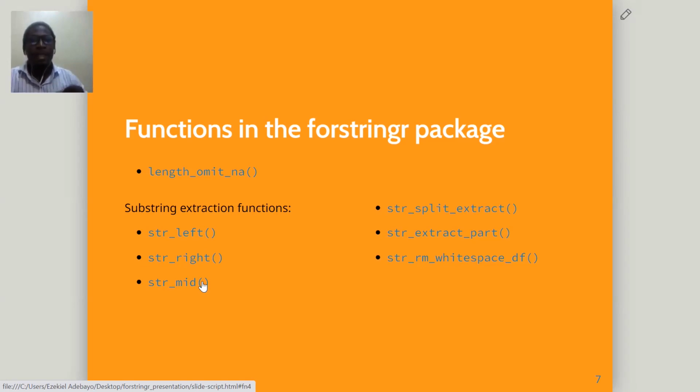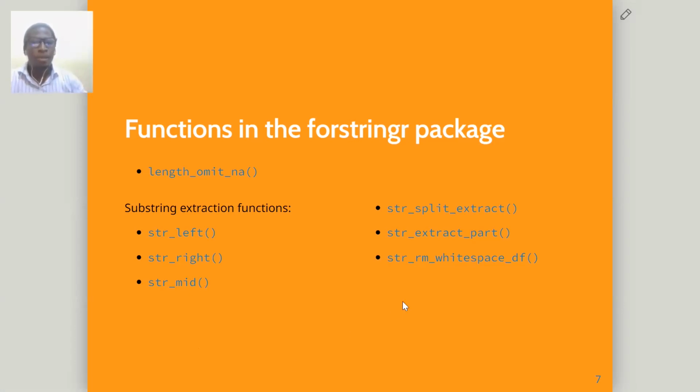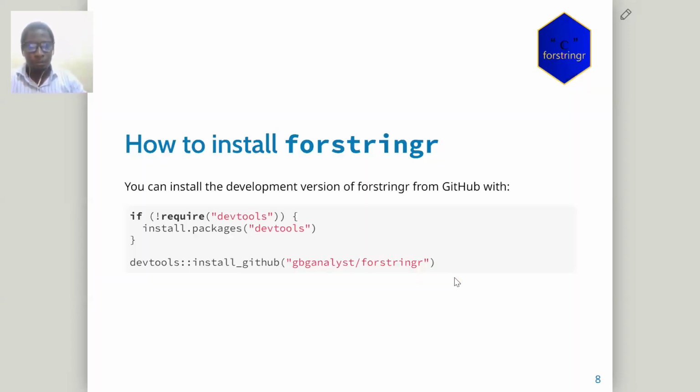Then we have str_extract_part, which tries to extract part of a string given a particular pattern. Then we have the last function, which is str_remove_whitespace, which removes any white space from a string data type, any column in your data frame. So this function will remove the white space, the leading and the trailing spaces in your data frame.